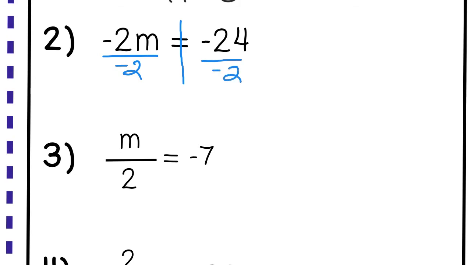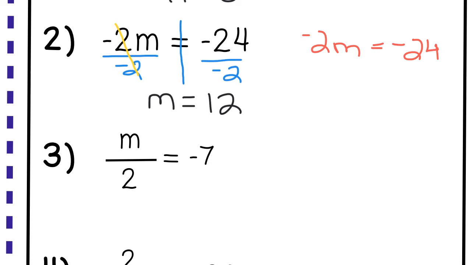On the left, negative 2m divided by negative 2 is going to create a 1, so I'm left with just a 1m. And negative 24 divided by negative 2 gives me an answer of 12. So I find that m is equal to 12. And I'm going to take a minute and check my work by substituting 12 in for m. My original equation is negative 2m is equal to negative 24. I'm going to substitute 12 in for m. So I have negative 2 times 12. Negative 2 times 12 is negative 24, and it matches the original problem, so my answer is correct.